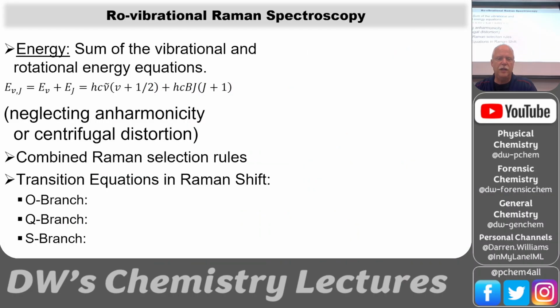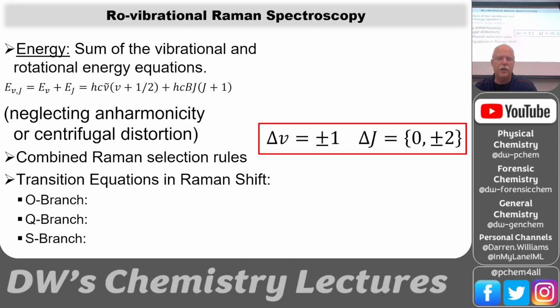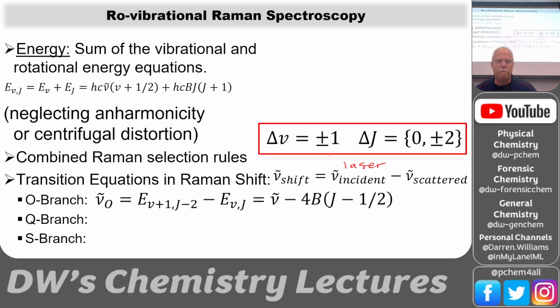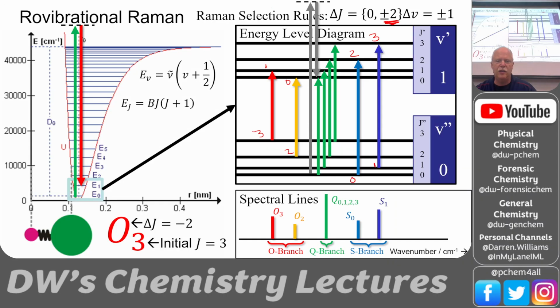And so let's look at the transition equations in Raman shift. Raman shift is that incident photon, the laser, and the scattered light that comes out. We take the difference and we get Raman shift. And so what we were showing here, these arrows are the difference between the laser and the scattered photon. So these arrows are Raman shift.